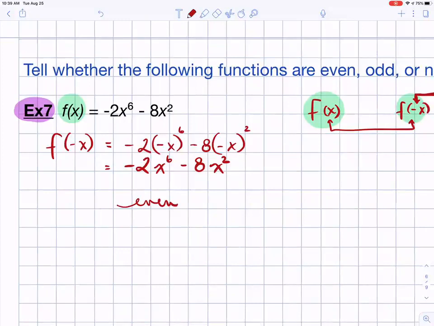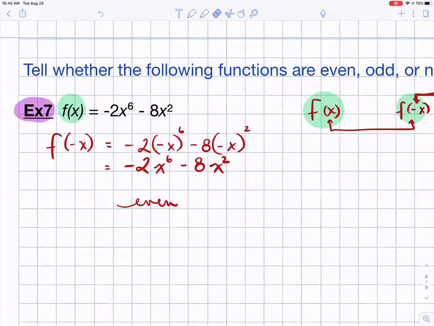So they're the same because they're both negative? No, take a look. It says negative 2x to the 6th minus 8x squared. Negative 2x to the 6th minus 8x squared. Aren't they identical?